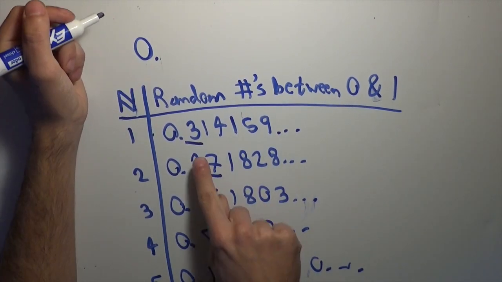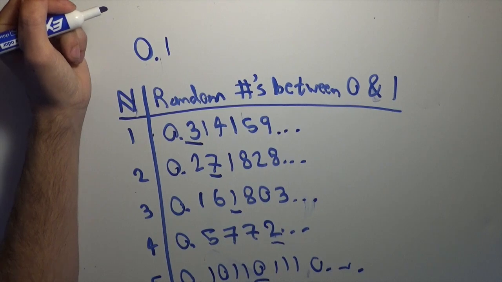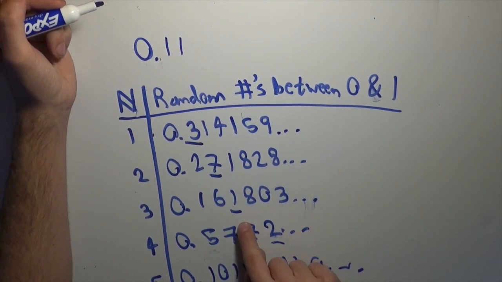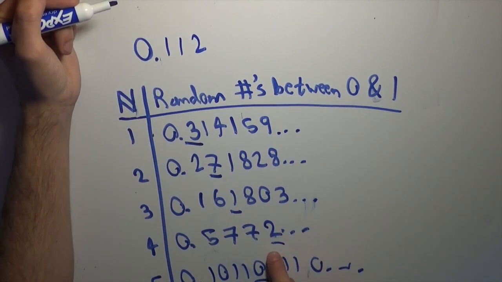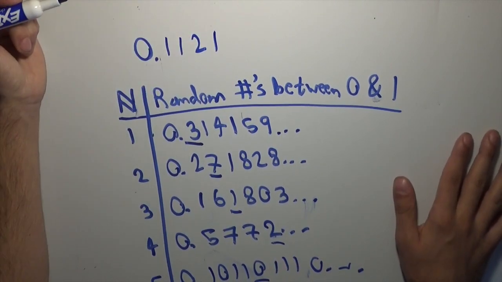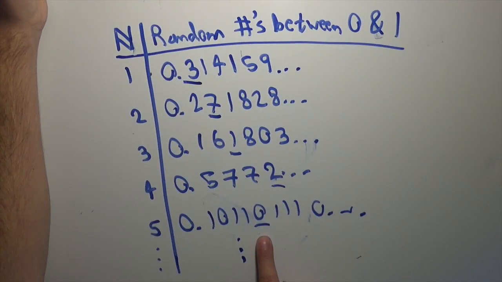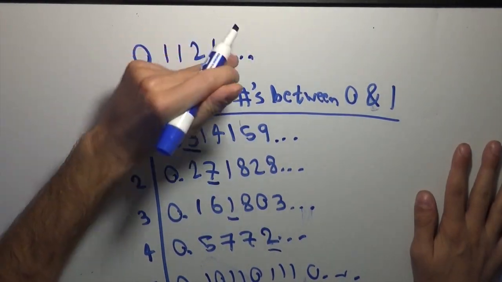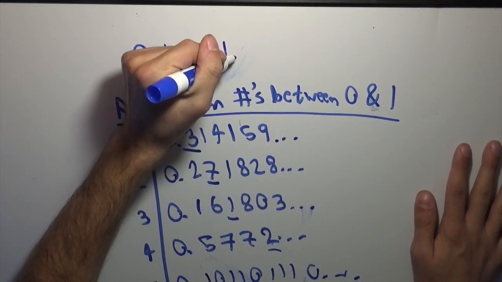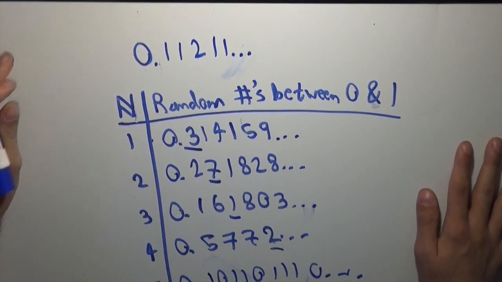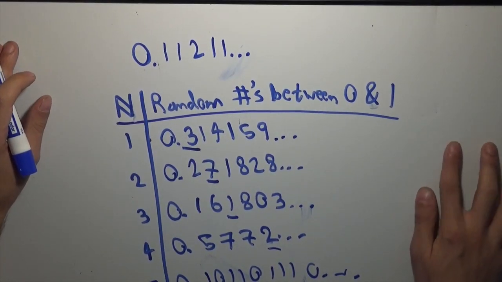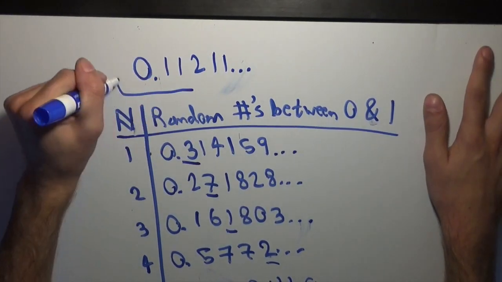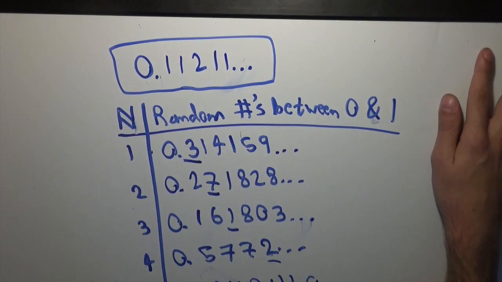Okay? So 3 is not 1, so the first digit of our number is 1. 7 is not 1, so the second digit is 1. 1 is 1, so the third digit is 2. 2 is not 1, so the fourth digit is 1. 0 is not 1, so the fifth digit is 1. And so on. We just carry on like that, going farther and farther down the list, taking the nth digit of the nth number and comparing it to 1. If it is 1, we're making it 2, and if it is not 1, we are making it 1. And this is a new number that is strictly between 0 and 1.